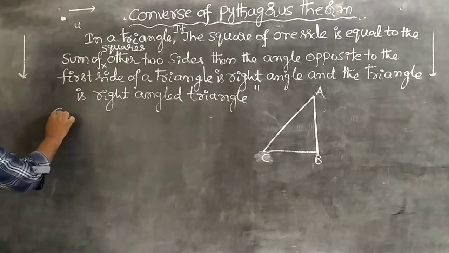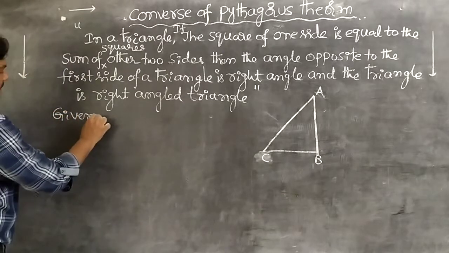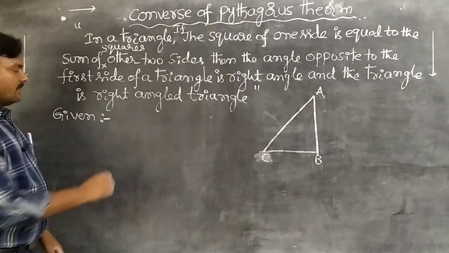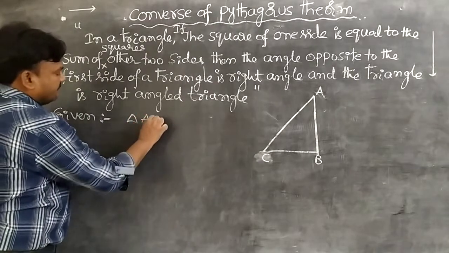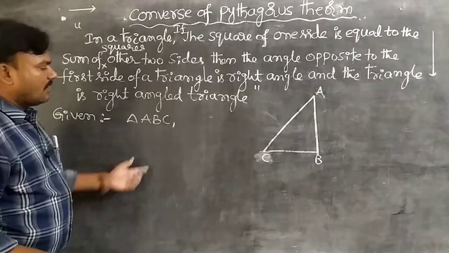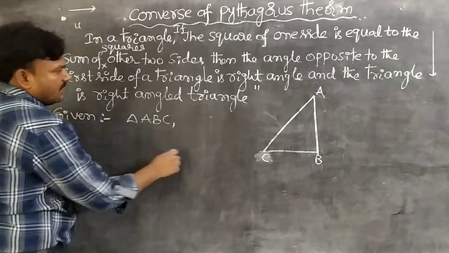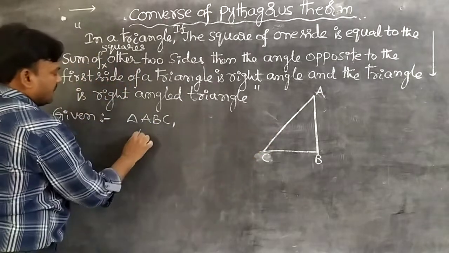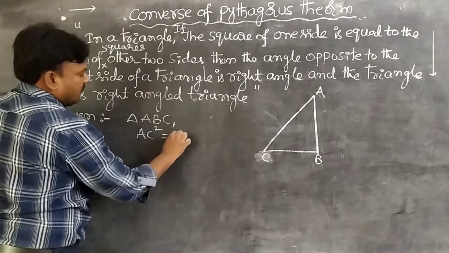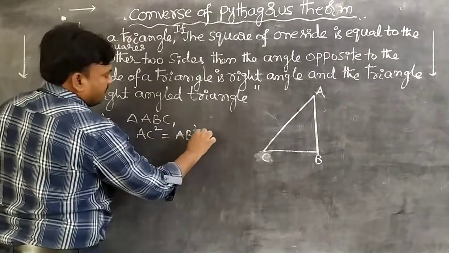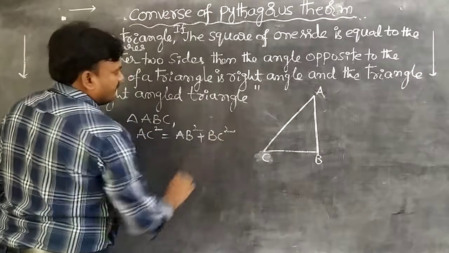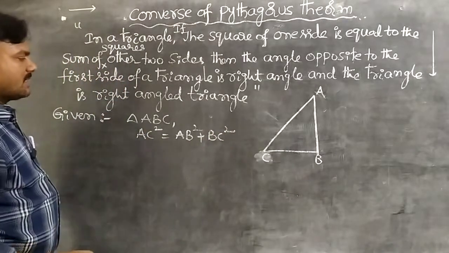So, the given part. Observe the given triangle ABC. We cannot take any angle equal to 90 degrees. Here AC is the hypotenuse. That means AC square equals AB square plus BC square. Okay, this is the given part.